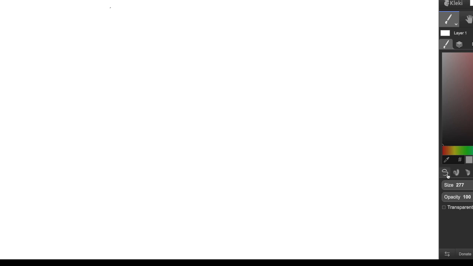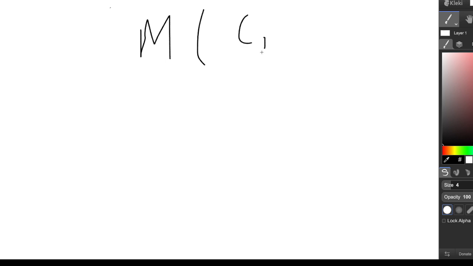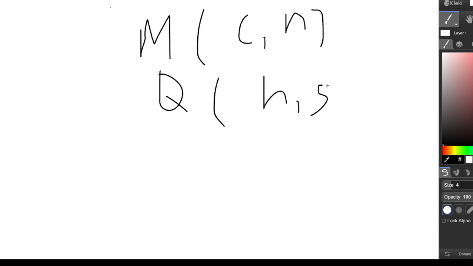Alright. Let's try something a bit harder. I definitely want to pause the video and try this one out first. Point M has the coordinates C and N. Point Q has the coordinates H and S. Alright, what are the coordinates of, wait, hold up. Yeah, M is the midpoint, and Q is an endpoint, over here. We're going to find the coordinates of the other endpoint. So how do we do that?